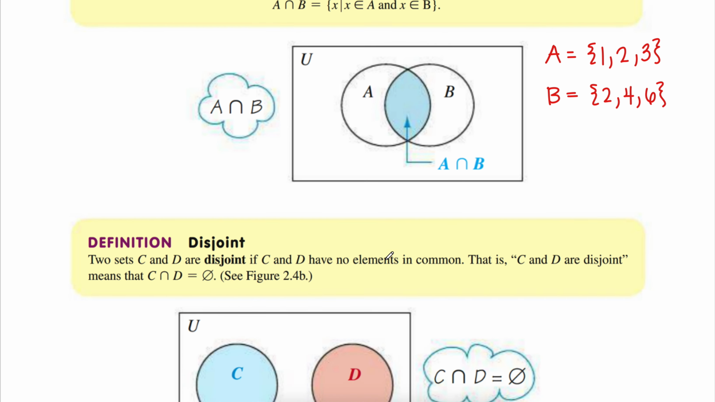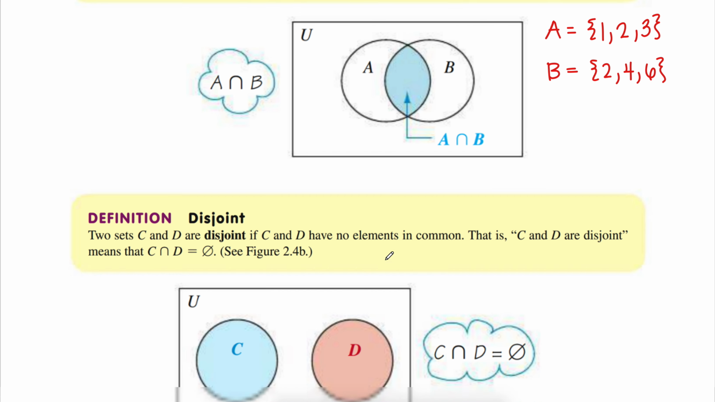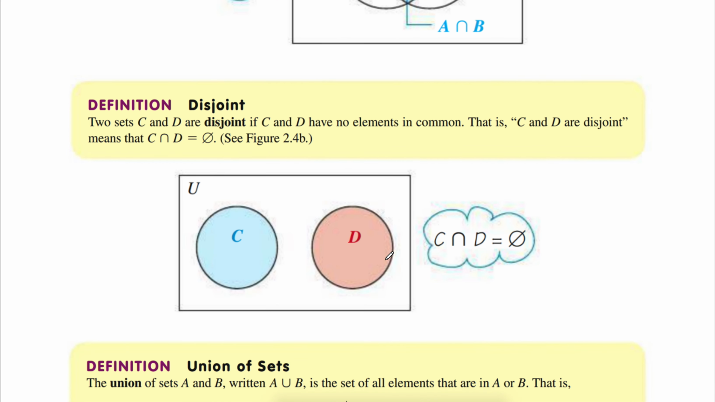Now, sometimes two sets do not overlap, and they are called disjoint. So if you had set C, which was the numbers 1, 2, and 3, and D was the numbers 4, 5, and 6, they're disjoint because they have no overlap.